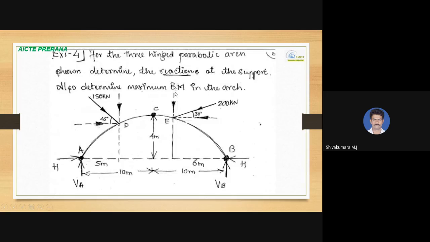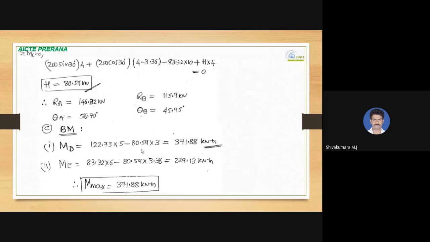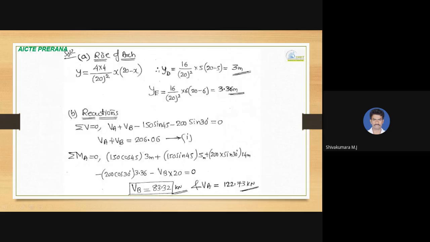And then the vertical component of 200 kilonewton, that is 200 sine 30, and perpendicular distance is 10 plus 10 minus 6, that is 4, totally 14 meter from here, trying to rotate in clockwise, positive. And then VB and perpendicular distance is 20 meter, trying to rotate in anti-clockwise, minus 20 times VB. If we do so, we are going to get the value of VB. So that is what is done. Summation of MA equal to 0. We got VB equal to 83.32 kilonewton.